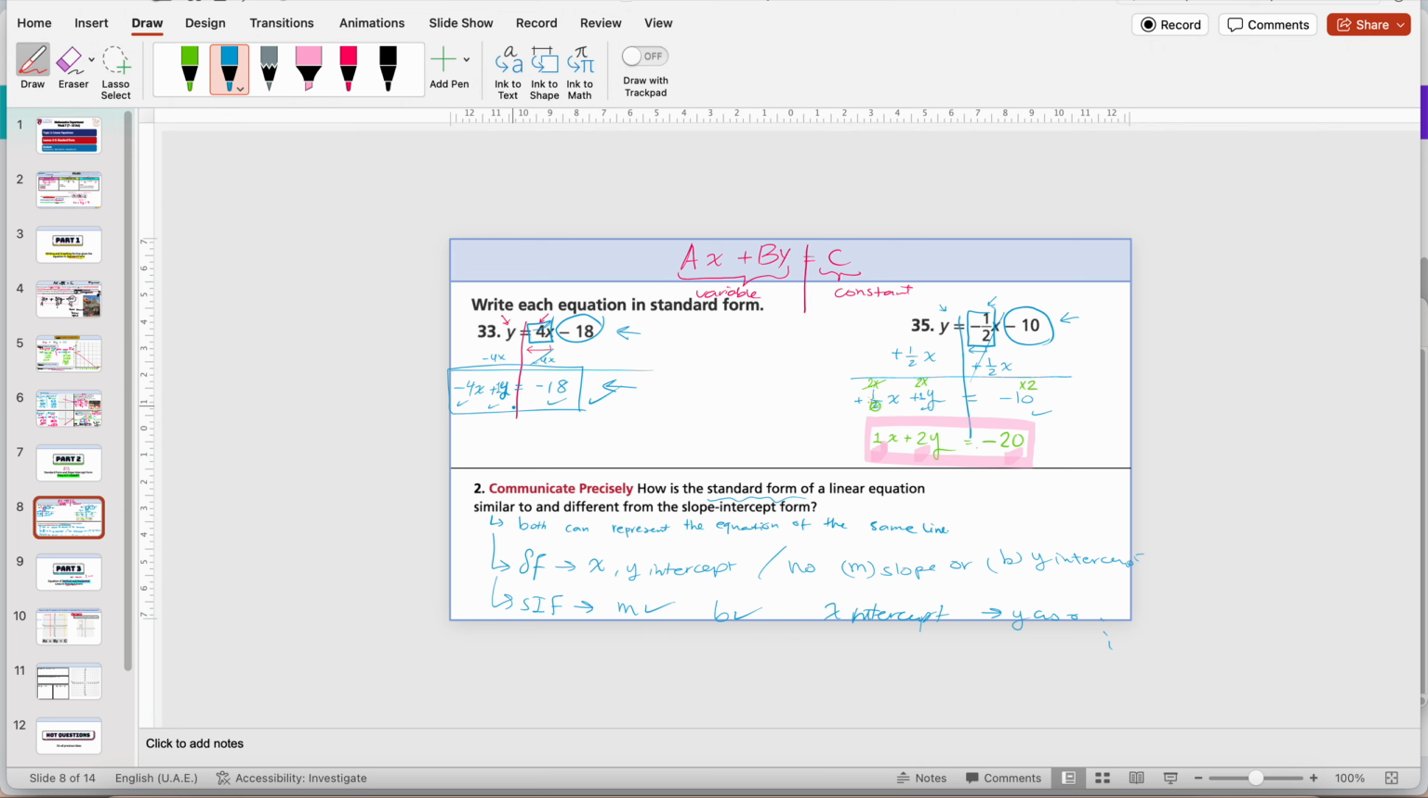Standard form is a bit different. You cannot see the slope and y-intercept as clearly, as expected, but you can find the x and y-intercept very easily. We learned how to find it.